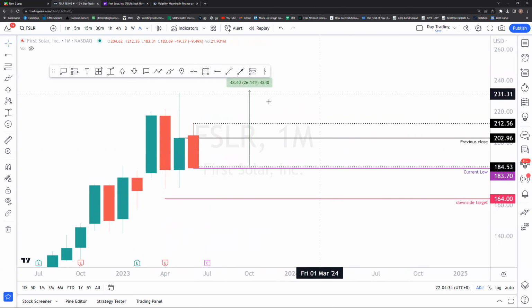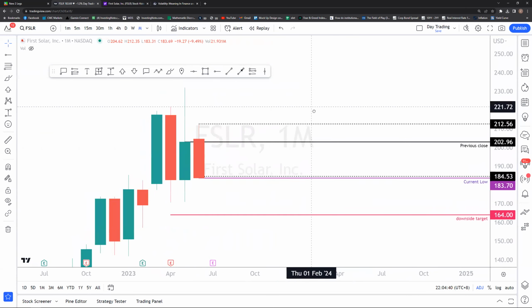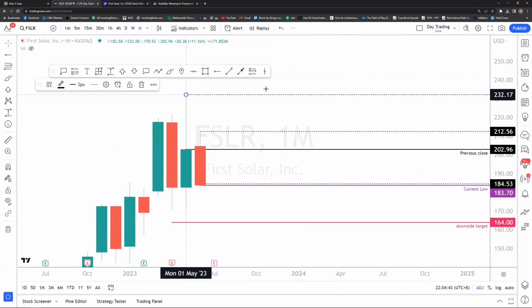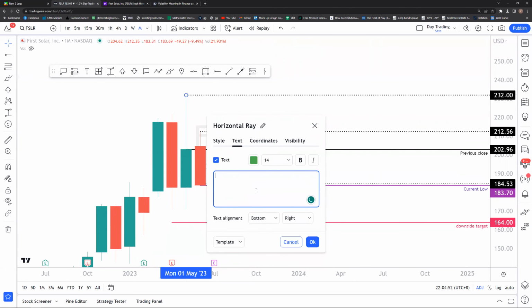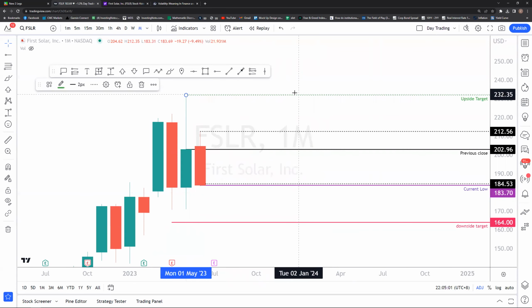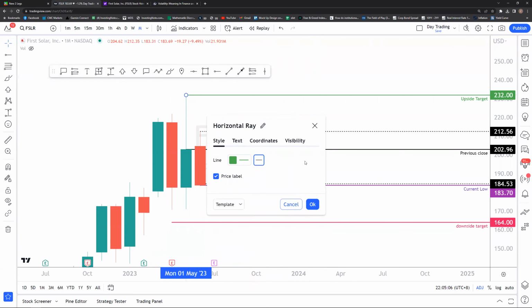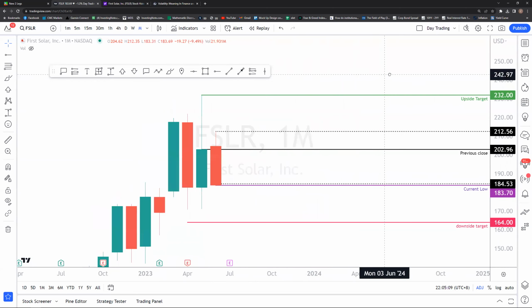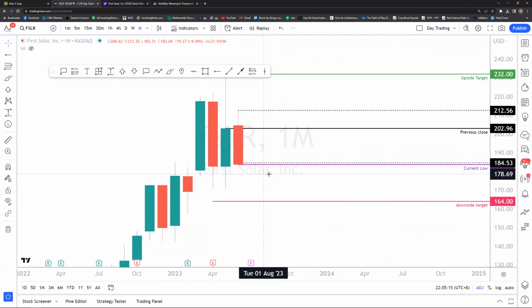So now let's set up a target level. Let's say this is our upside target, 232. So this is our upside target. Let's say you enter now.